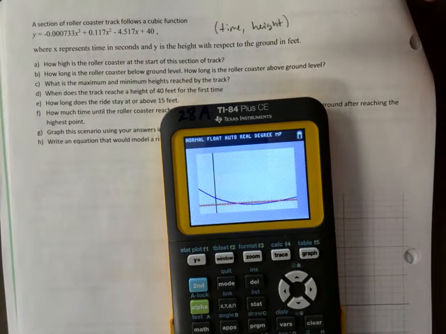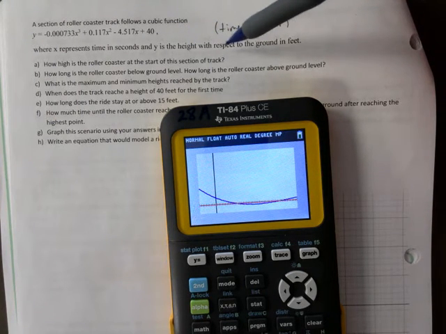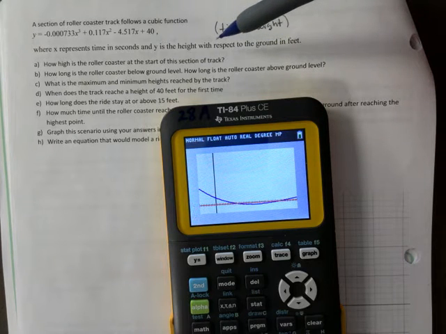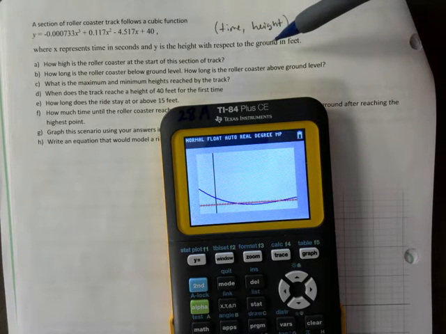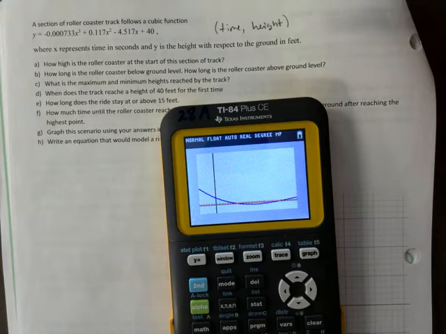If you read this, the height is with respect to the ground. It doesn't say height above ground. It's just the height with respect to, right? Like if the ground is 0, then positive would be above and negative would be below, right?